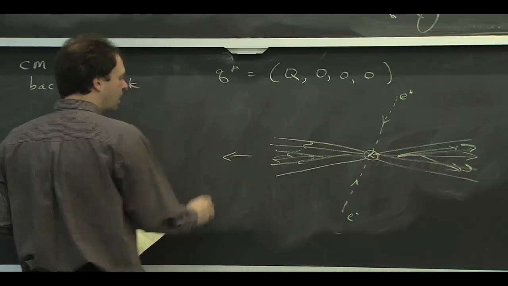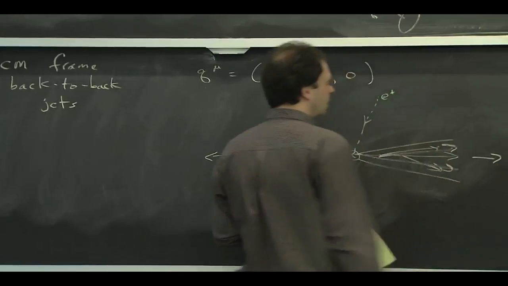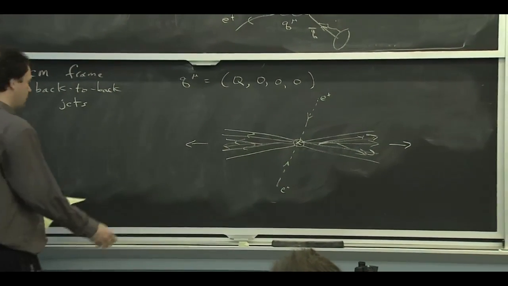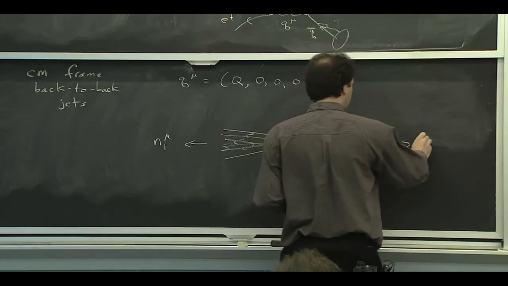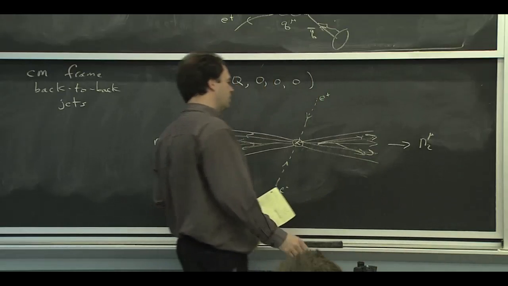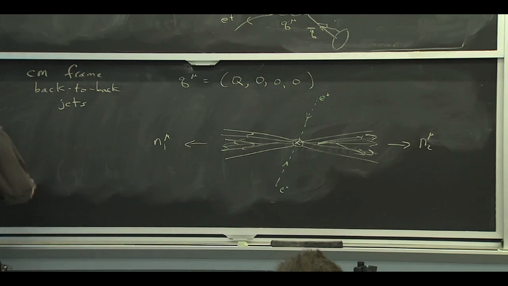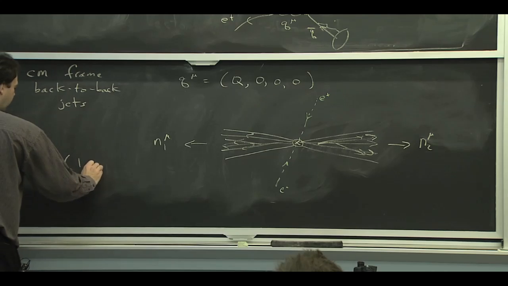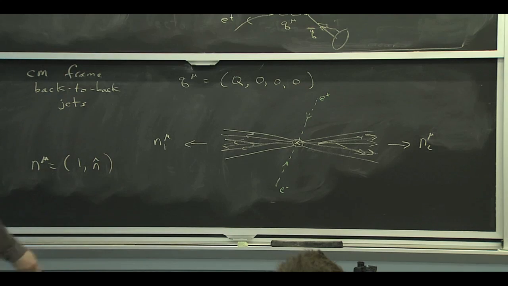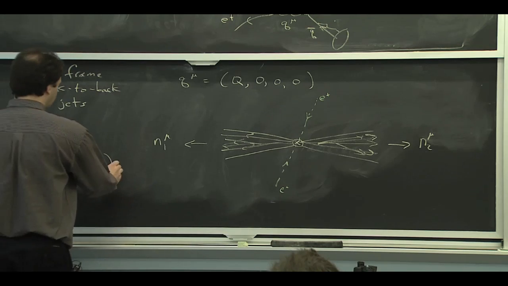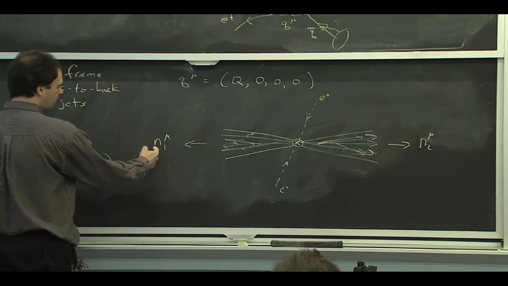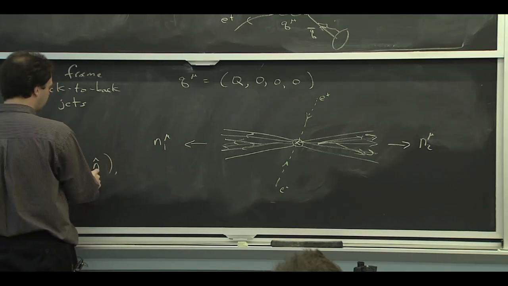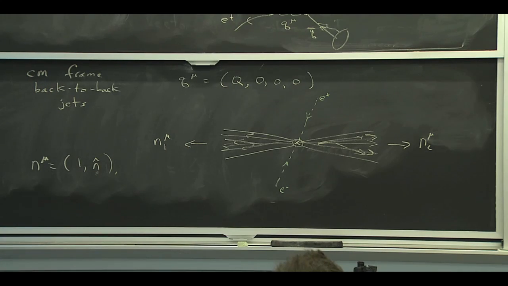And in this process, we can quickly identify that there's 2 relevant directions. It's back to back, but let's define the direction of this jet to be n1, some light-like vector that points in that direction, and this one to be n2. So generically, we could say that n is some 1, n hat. And if we choose this to be the z-axis, then this would just be (1, 0, 0, 1), just like we had before. But we can always pick a light-like vector that points along some direction n hat. So when I draw a picture like this, really what I mean when I say n1 points in this direction is that the hat part of it points in that direction in 3-space.